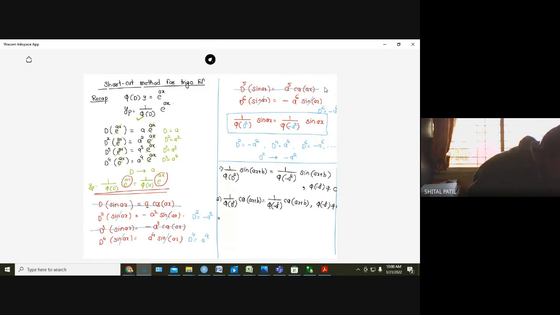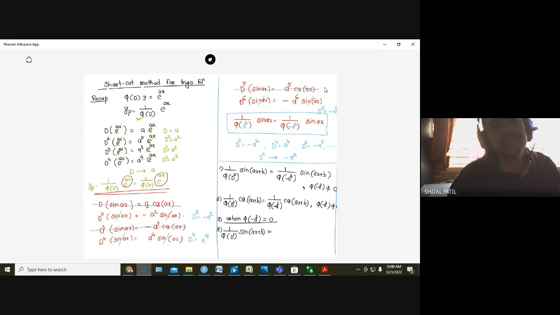Right. Now the question remains: when phi of minus a square equals 0, what should be done? So formula number 3. What should be done? Anyone? Tell me what is to be done. x times 1 upon phi dash. Are you getting this, everyone?